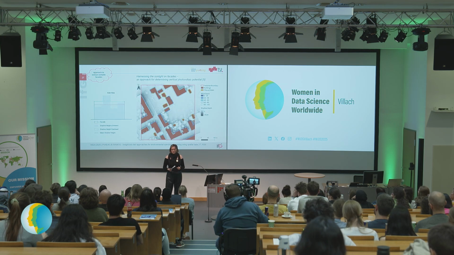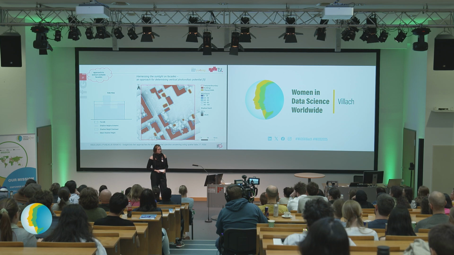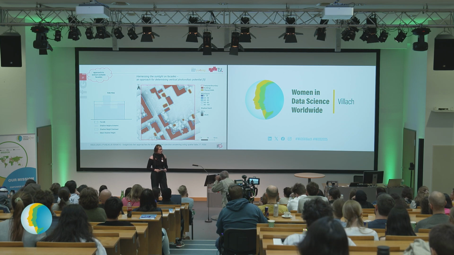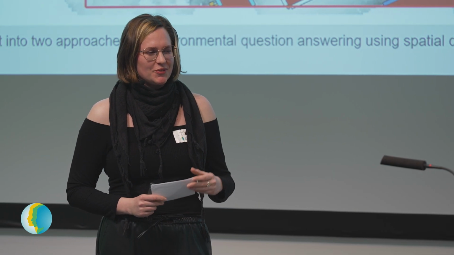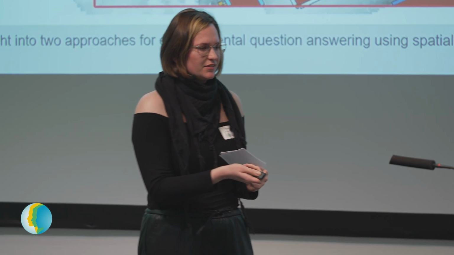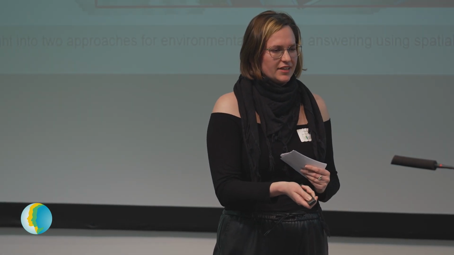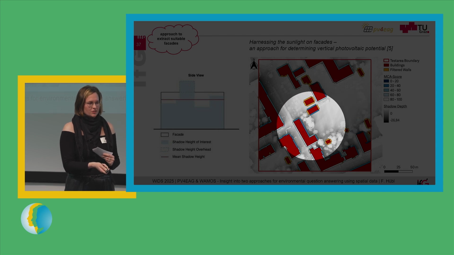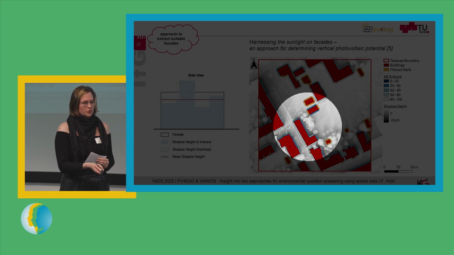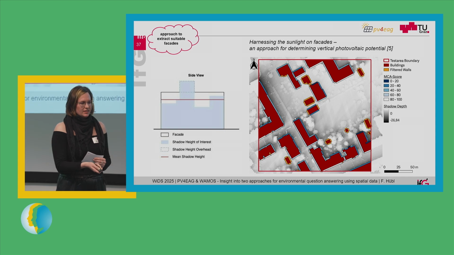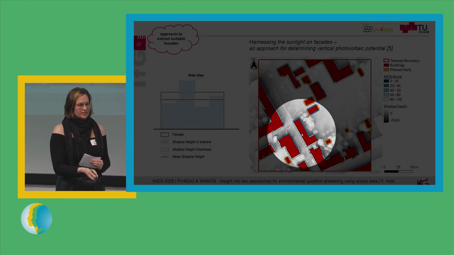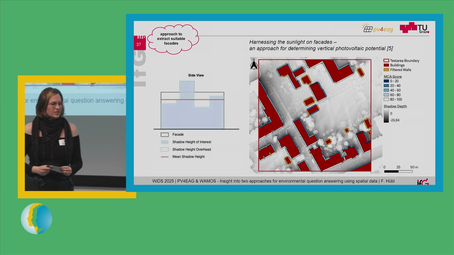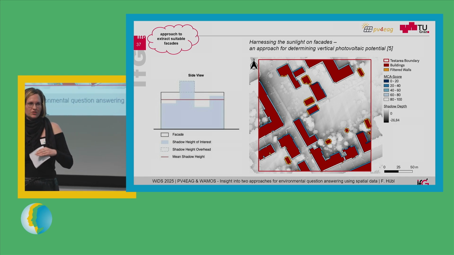The next approach I want to show is about vertical PV. Here you can see the raster, these gray areas. It means shadows, not shadows. Here you can see trees, for example. The red polygons are the buildings. And the challenge was to somehow map the shadow we have to the facades.